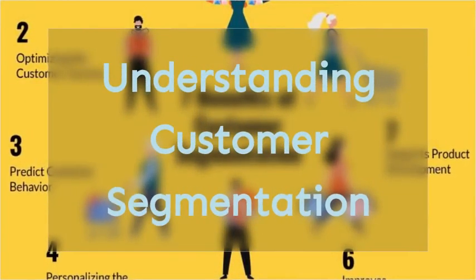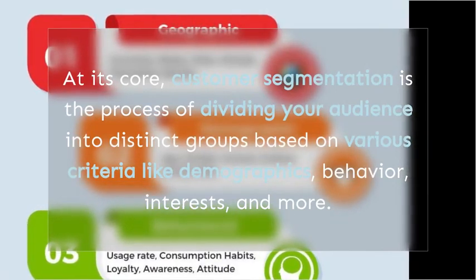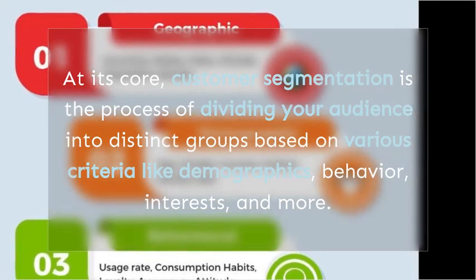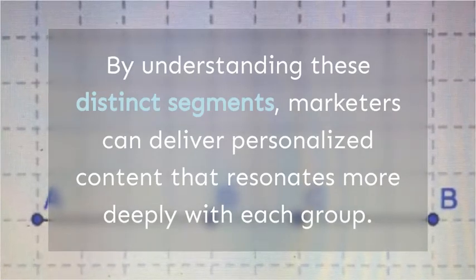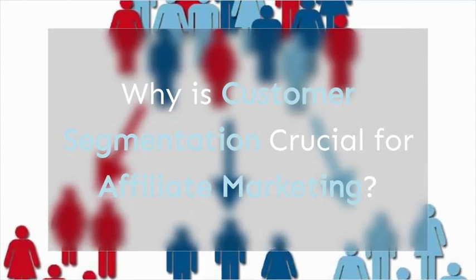Understanding customer segmentation. At its core, customer segmentation is the process of dividing your audience into distinct groups based on various criteria like demographics, behavior, interests, and more. By understanding these distinct segments, marketers can deliver personalized content that resonates more deeply with each group. Why is customer segmentation crucial for affiliate marketing?